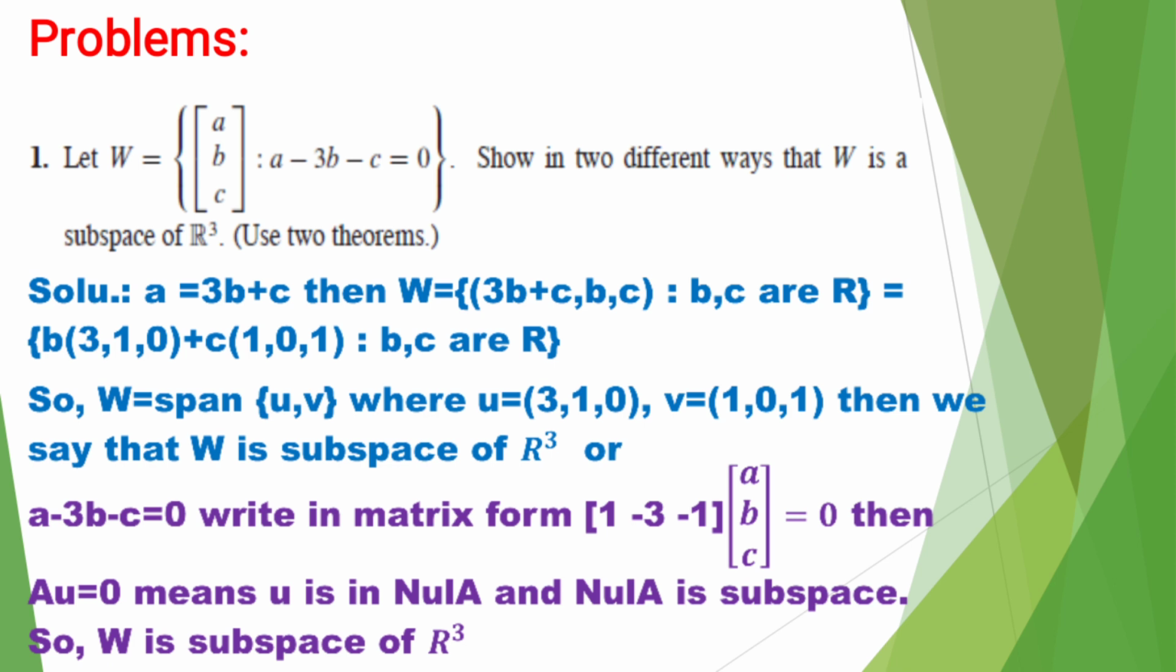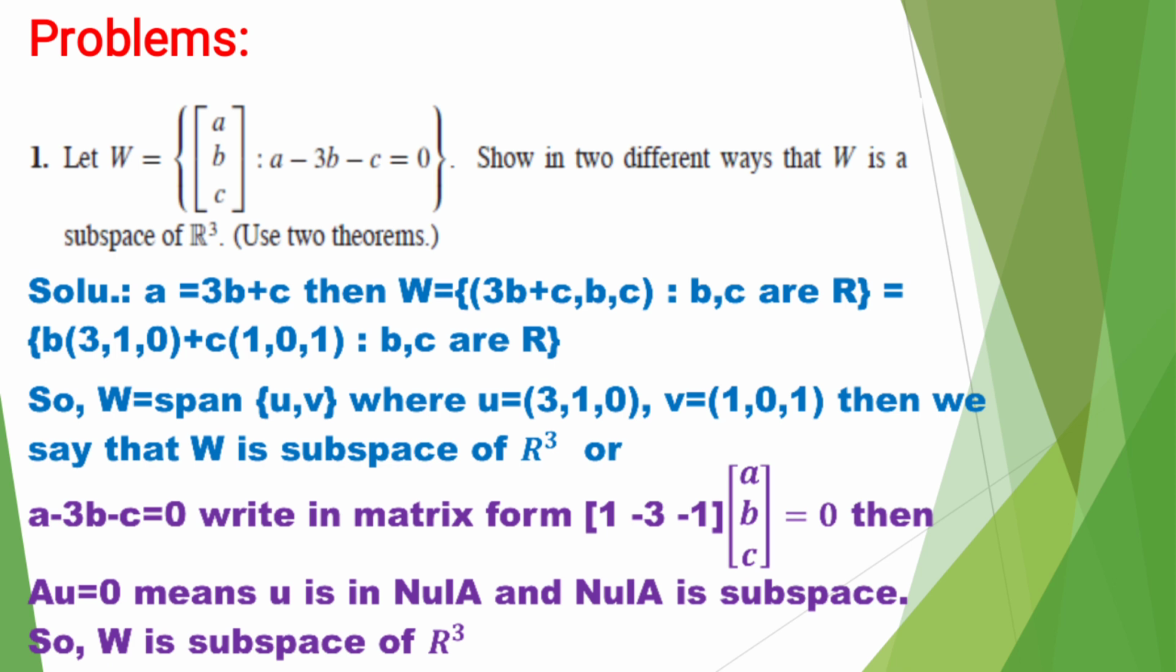Now the null space definition. If AU equals 0 bar, then U is an element of null A, and we know that null A is a subspace. So here there are three conditions: one is the definition, one is the span, another one is the null space. If any one of these three conditions is satisfied, then we say that the non-empty set is a subspace. Here we want two different ways.